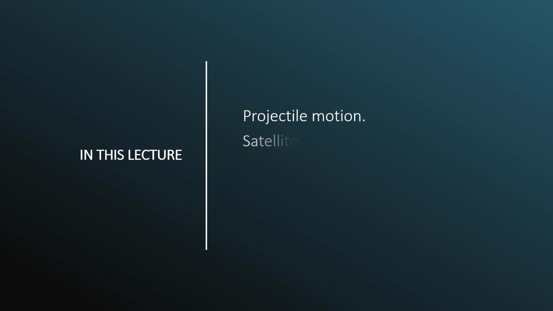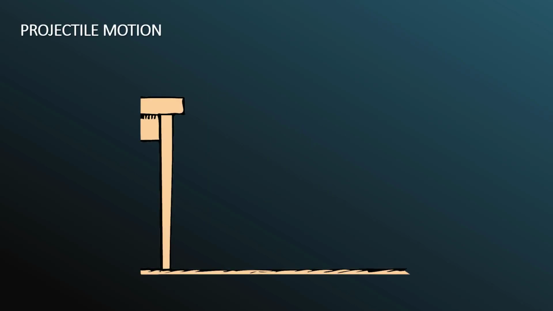Welcome. In this lecture, we will discuss projectile motion, satellites, orbits, and Kepler's laws. Projectile motion. Consider a table, and on that table we have a ball. Let's make a reference frame. The x-axis is horizontal, the y-axis is vertical.